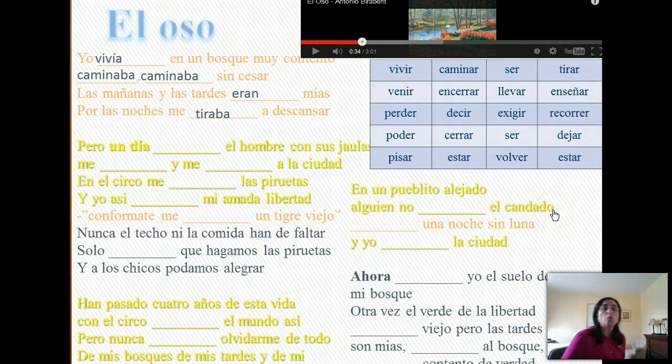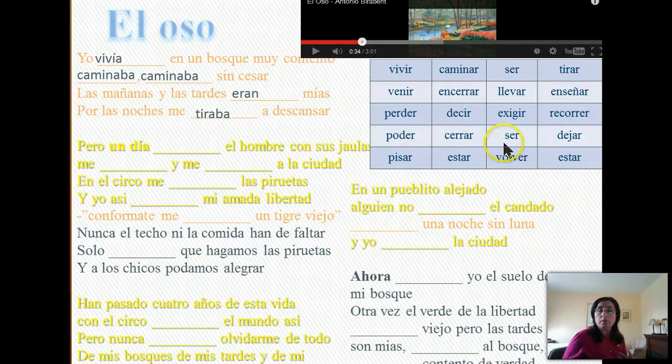Tiraba is to throw oneself, to lie down. See, that's what they also did, se tiraba, descansar. So this is the description of what the oso used to do in the forest, all the things that he used to do. Of course, there is no one thing that was done, but all these things that he used to do, see, the once upon a time, or all the things that he used to do when he lived in the forest, muy contento.